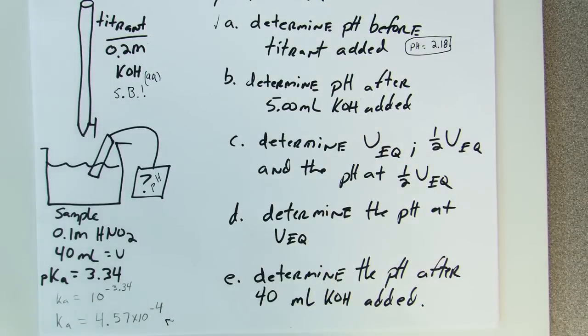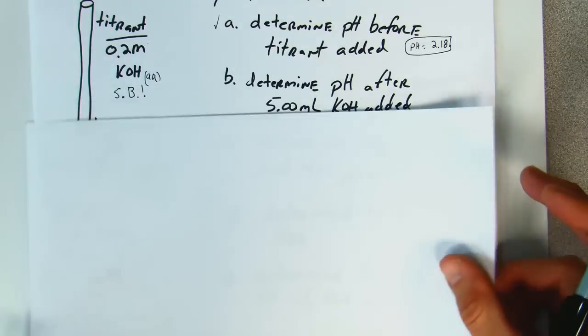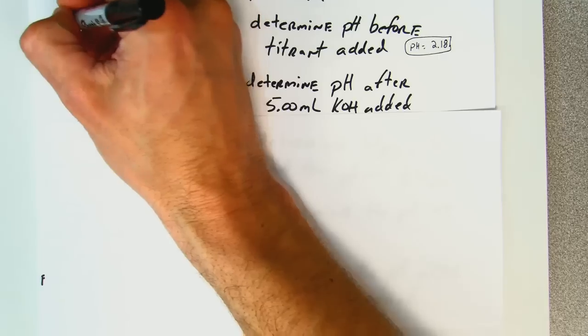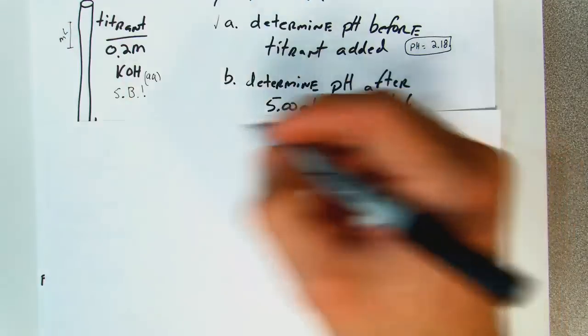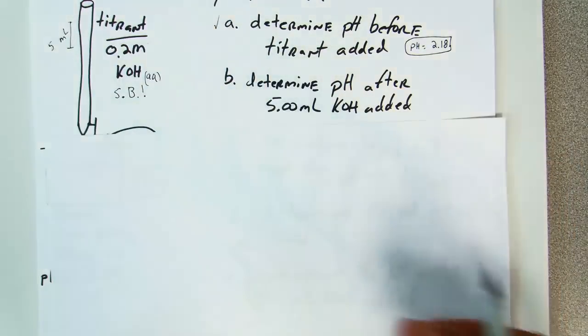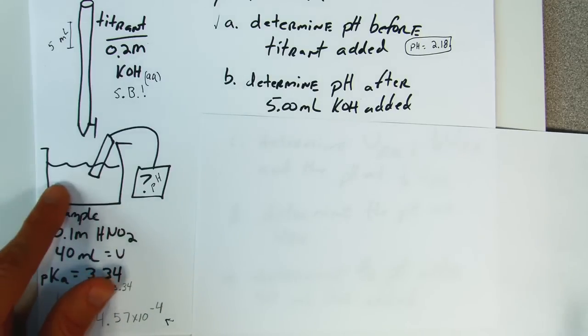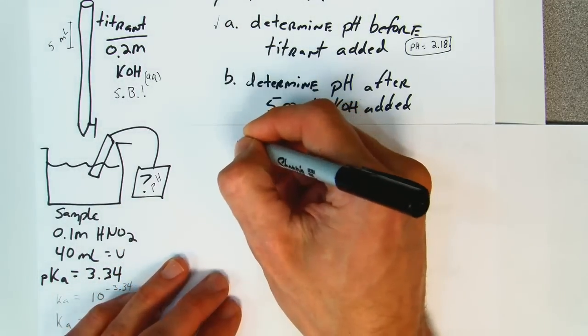Problem B is a little bit different, because in problem B, now we've actually started the titration, haven't we? We've begun it. Because look, we want to determine the pH after what? 5 milliliters of our titrant has been drained. So in B, we're going to add 5 ml of titrant down into this sample. And we want to know what in the world is the pH after that happens, okay?